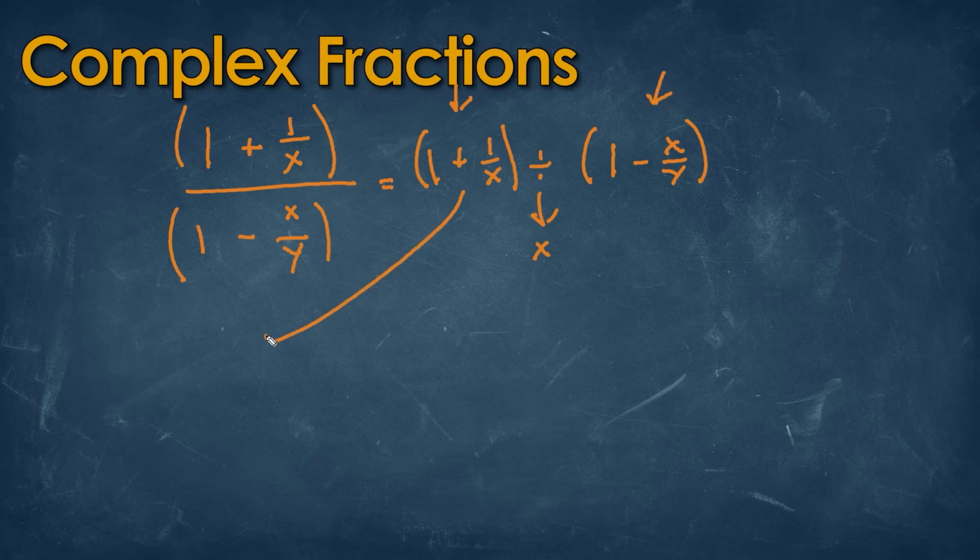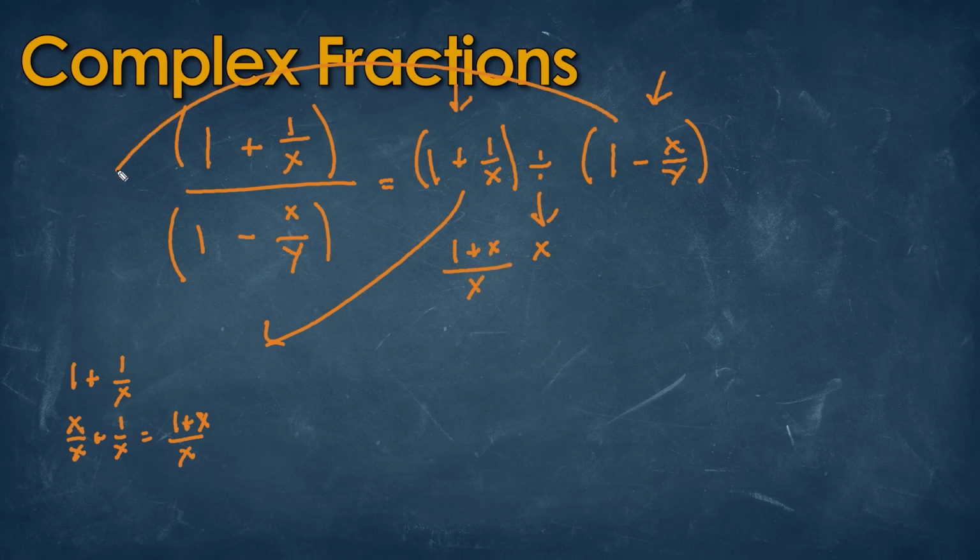So if we take a look at this one, again we have 1 plus 1 over x. This is going to be the same as x over x plus 1 over x if we multiply top and bottom by x. So that's going to give us 1 plus x over x. And again, we're going to put that right here.